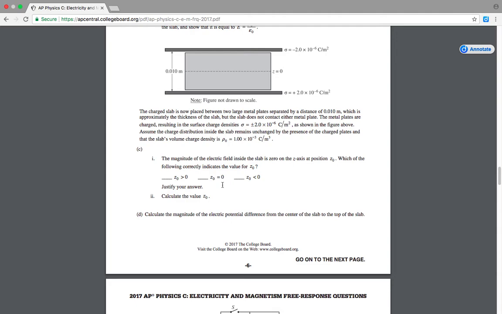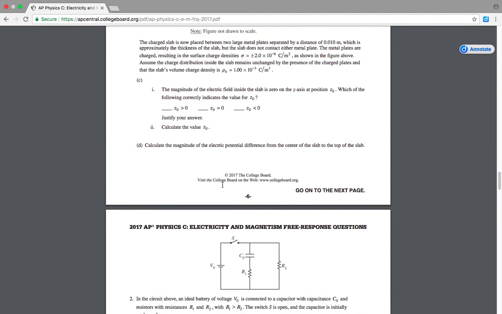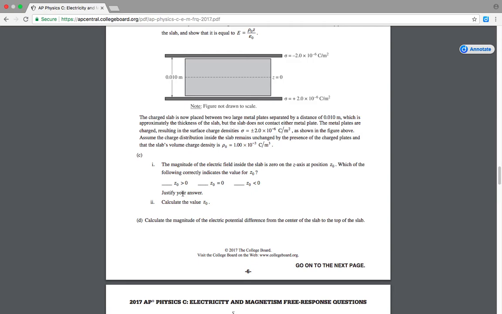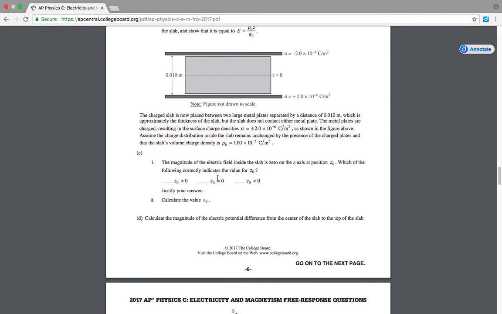Is z naught greater than z equals 0? Is it equal to 0? Or is it less than 0? Justify your answer. And then part 2 says to calculate the value of z naught. So without thinking a whole lot, you're probably going to have to assume that it's not equal to 0. Otherwise, that'd be pointless to have a part 2 to that.